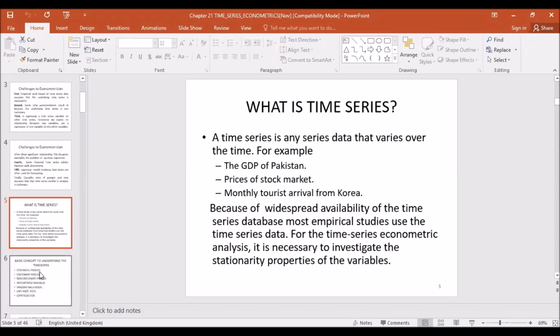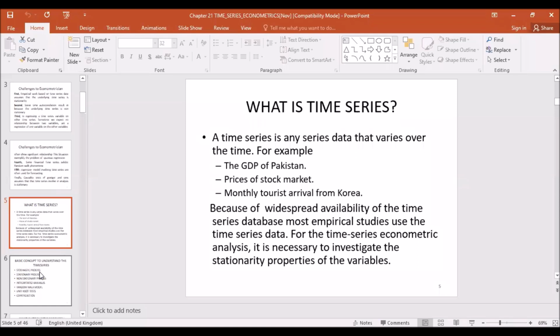In the second, the stock prices are examined on a daily basis, and the arrival of tourists is examined on a monthly basis. Because of the widespread availability of time series databases, most empirical studies use time series data.